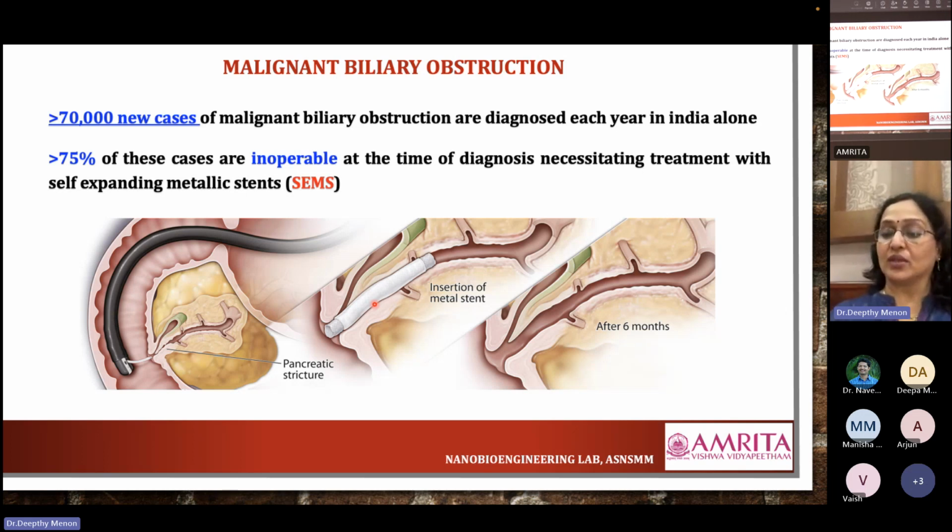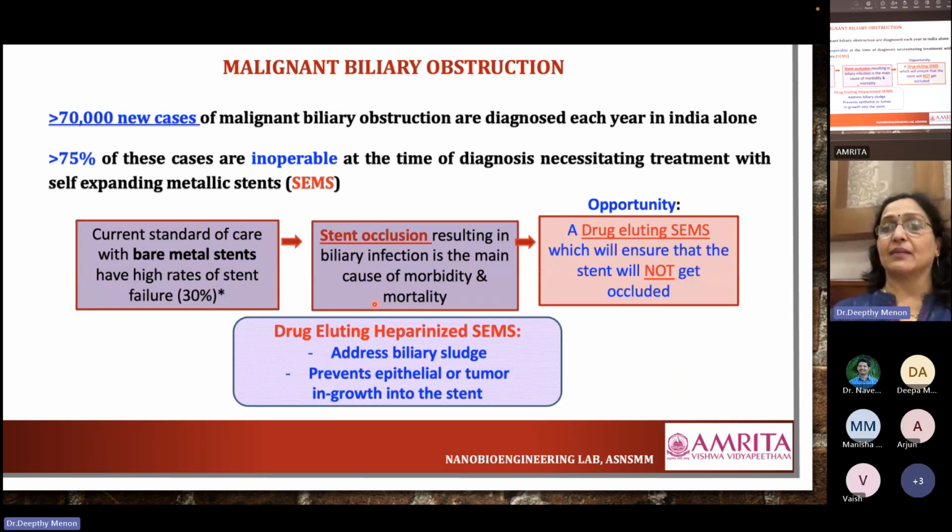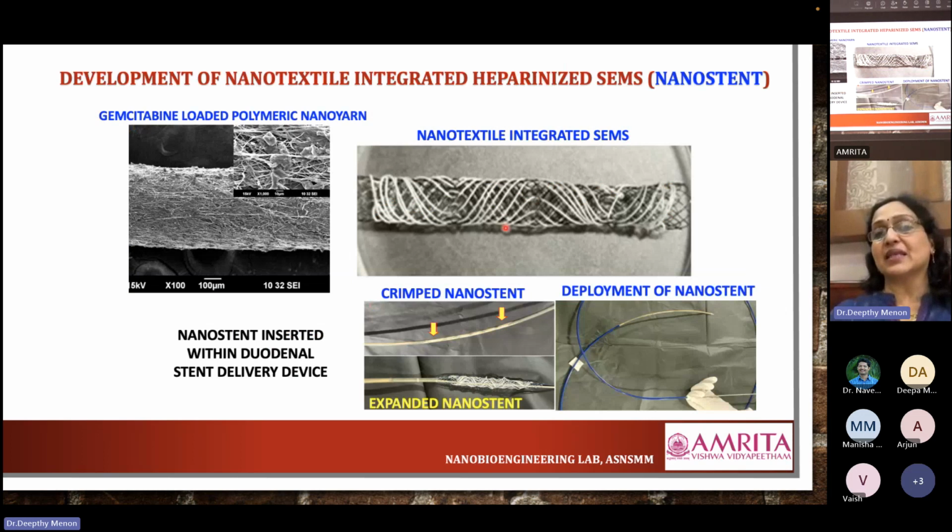So the question was, can we actually develop a drug-eluting stent? We answered that and we developed a stent which has the thread around it with the drug laden, gemcitabine. So you can see gemcitabine is a highly hydrophilic drug. The polymer that we used was a hydrophobic polymer because we wanted drug elution for a long period of time. To work with hydrophilic polymers and get long-term drug release is a very difficult proposition.